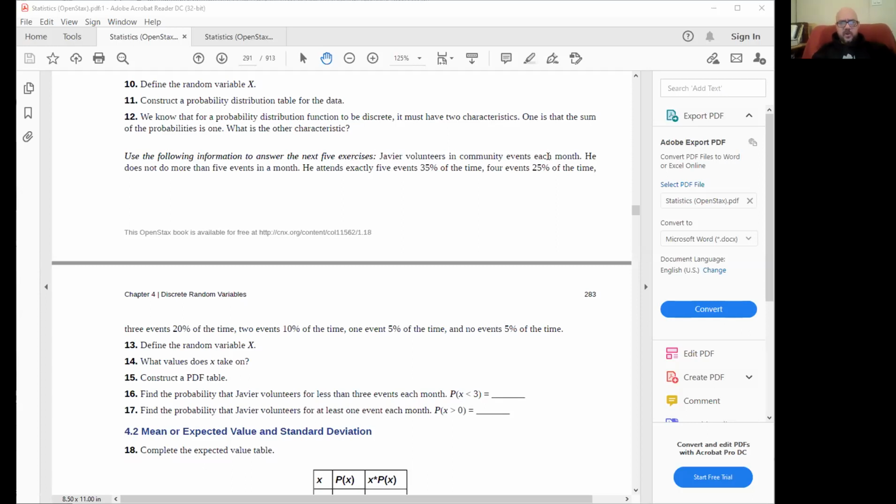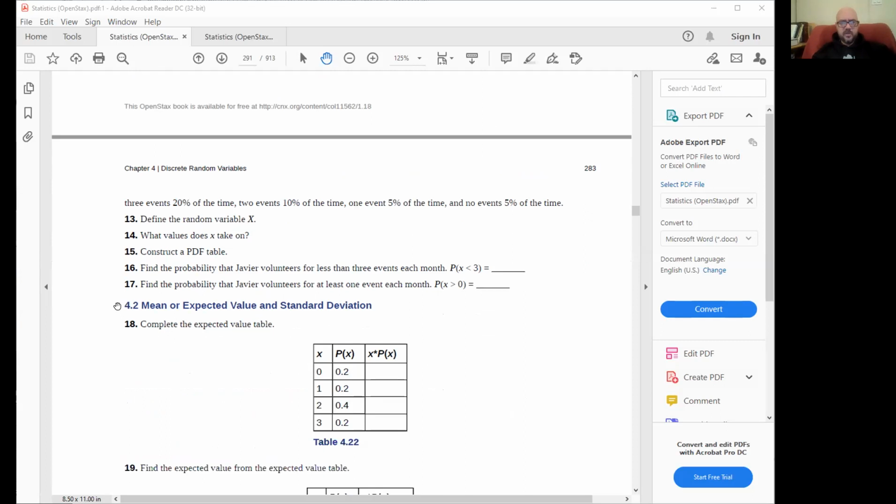Javier volunteers in community events each month. He does not do more than 5 events in a month. He attends exactly 5, 35% of the time, 4, 25% of the time, 3, 20% of the time, 2, 10% of the time, 1, 5% of the time, and 0, 5% of the time. They want us to start by defining the random variable X.